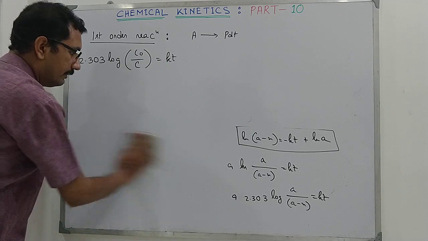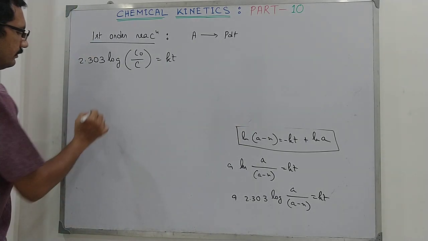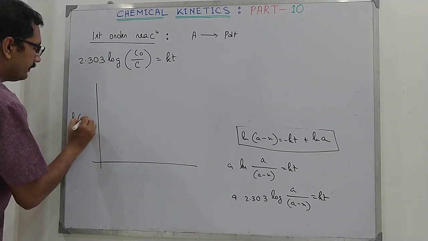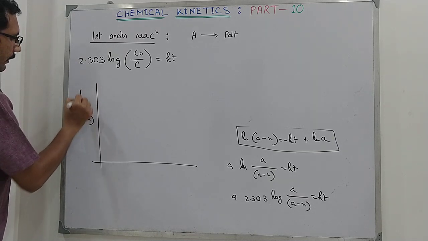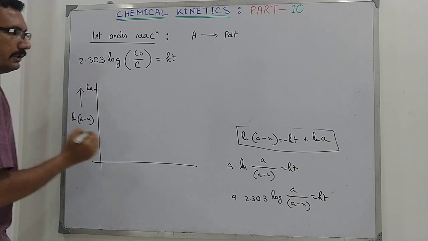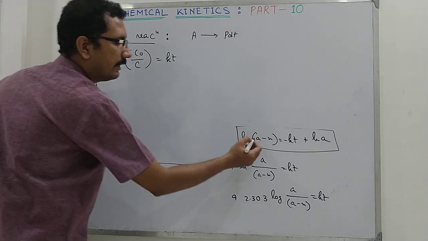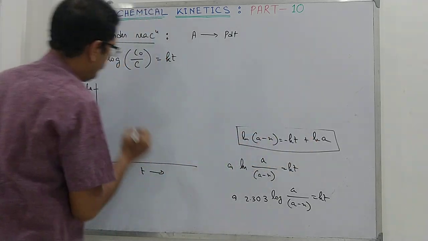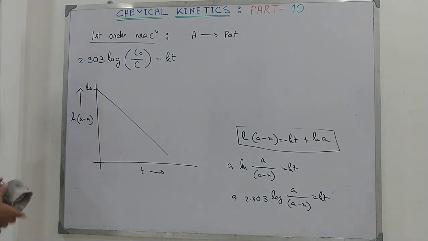Now if you try to plot this equation, then what will happen? Same thing. Here you just write ln (a minus x) instead of ln c. Now it will start from ln a. See, this is the intercept and this is the time. So you get an equation of a straight line, y equal to mx plus c. So here also you will get a straight line with a negative slope. So the same thing.